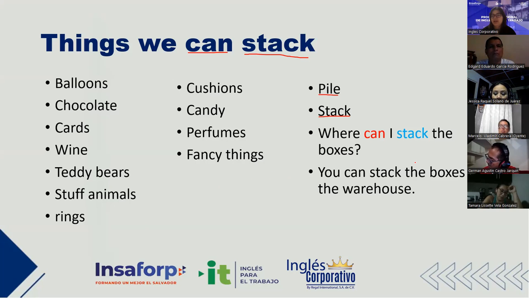Right? Now, where can I stack the boxes? And then you say, you can stack the boxes in the warehouse. You can stack the boxes in that corner. See? So you are asking for a specific place to pile your things, but in a nice and neat way. Okay. What else can you pile?